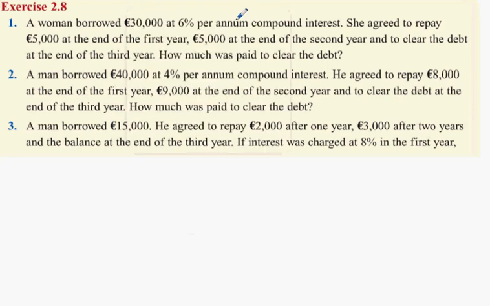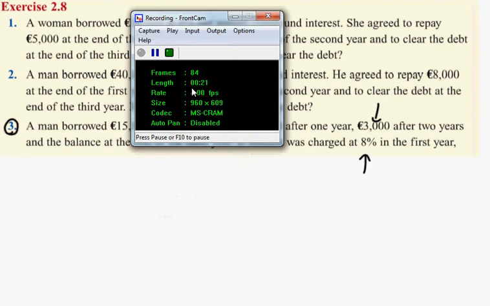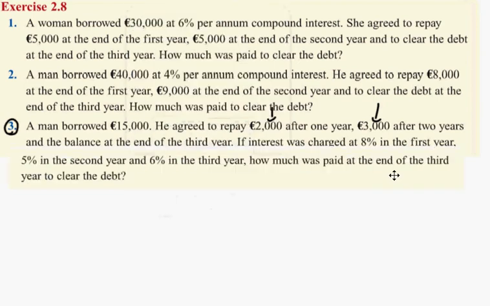Okay, guys, ready? A man borrowed €15,000. He agreed to pay €2,000 after 1 year, 3,000 after 2 years, and the balance at the end of the third year. If the interest was charged at 8% in the first year, 5% in the second year, and 6% in the third year, how much was paid at the end of the third year to clear the debt, right?